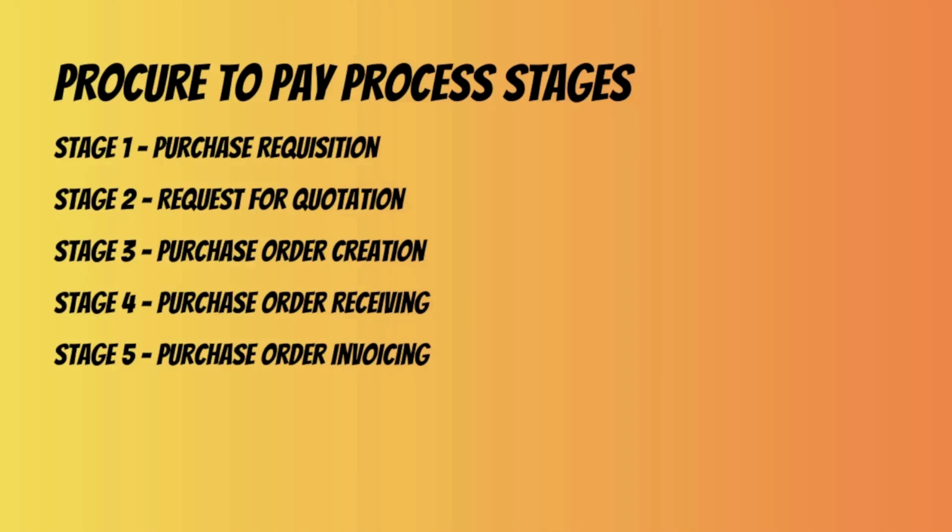This is the final stage in the procure to pay process. In D365 FNO, the invoice can be matched to the purchase order and receipt. This ensures that the invoice is accurate and that the payment can be processed. So let's go ahead and see what it looks like in our environment.